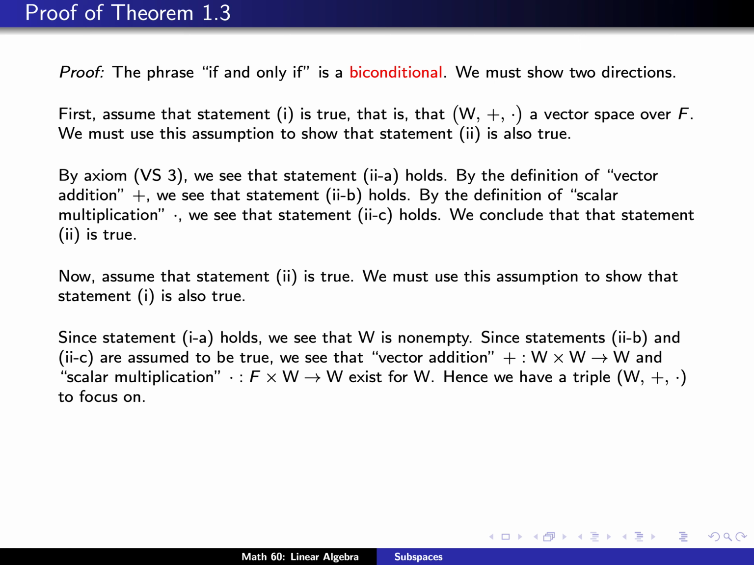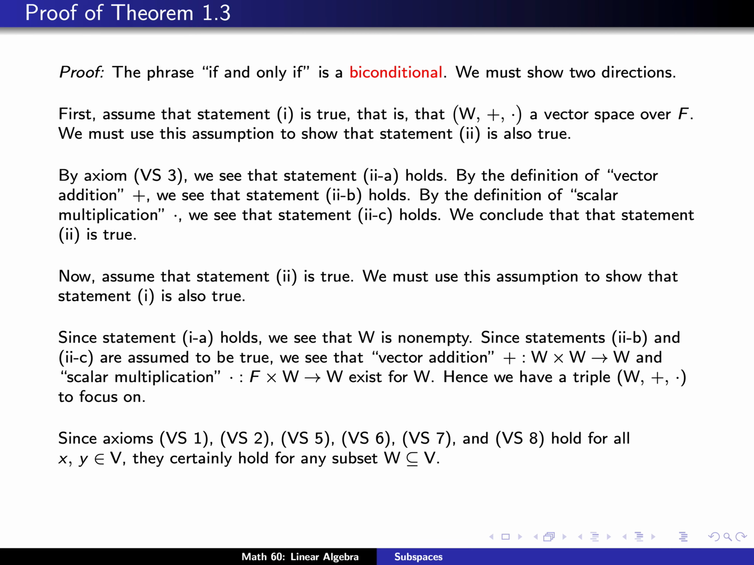So, before we can go any further, we now know that we at least have a triple we can work with, this plus, dot, and the set W. So we have to verify that all 8 of our axioms actually do hold for W. So let's just try to discuss a few of these here. Let's take a look at vector space axiom 1. This was the one with commutativity.